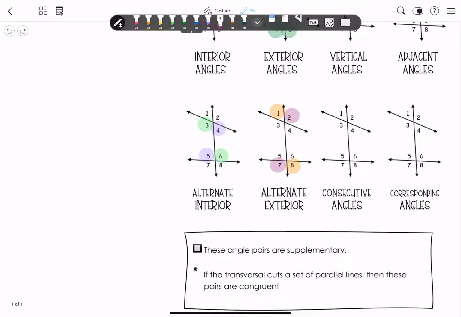And in fact, we're going to go ahead and put a star. You'll notice that I put a little legend down here. We're going to put a star next to these, saying that if the transversal cuts a set of parallel lines, meaning they need to be parallel, then those pairs are congruent. All right, so that's super important.